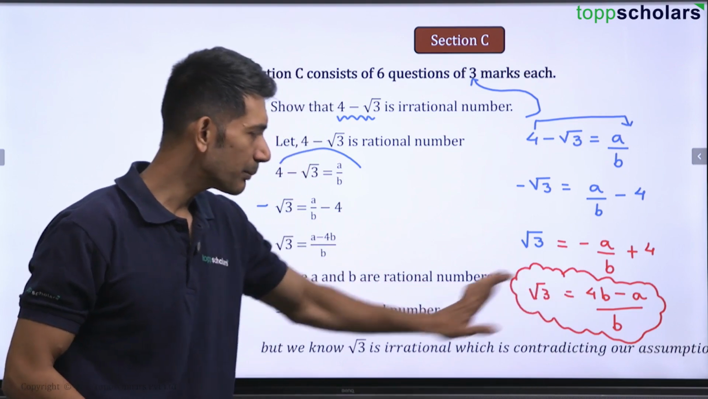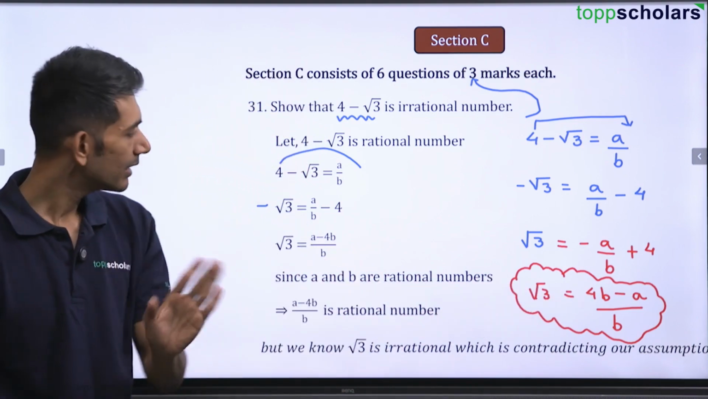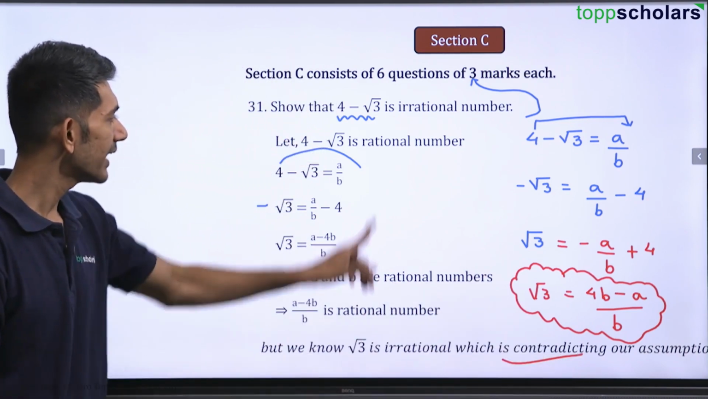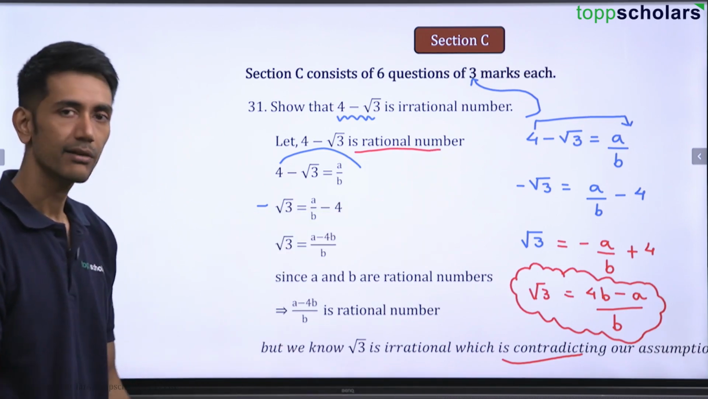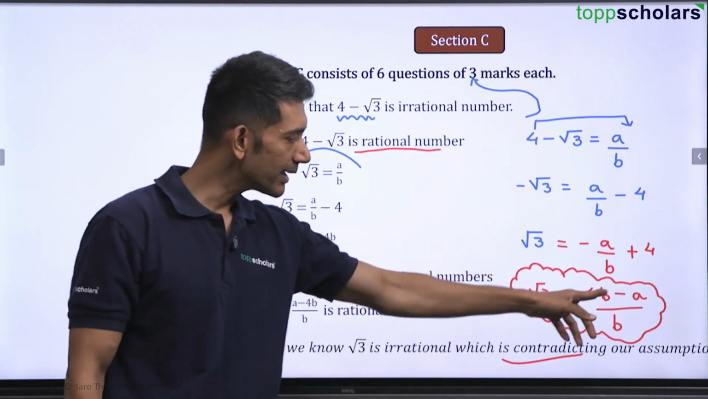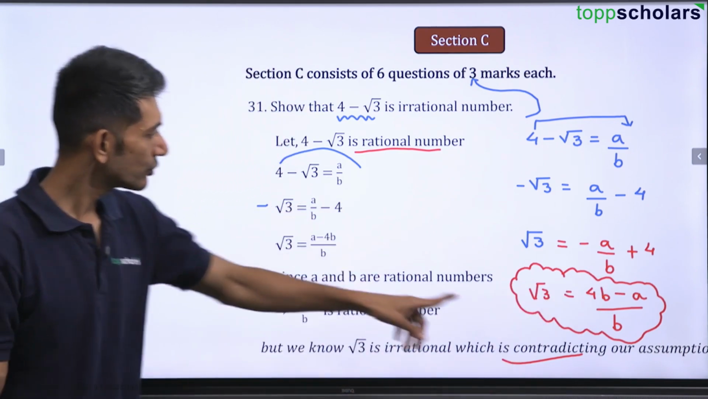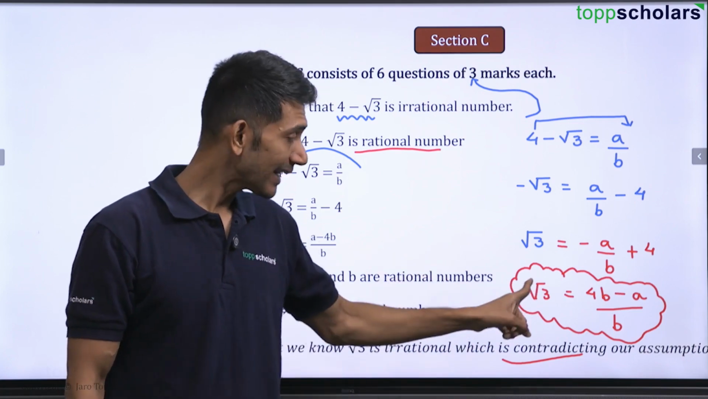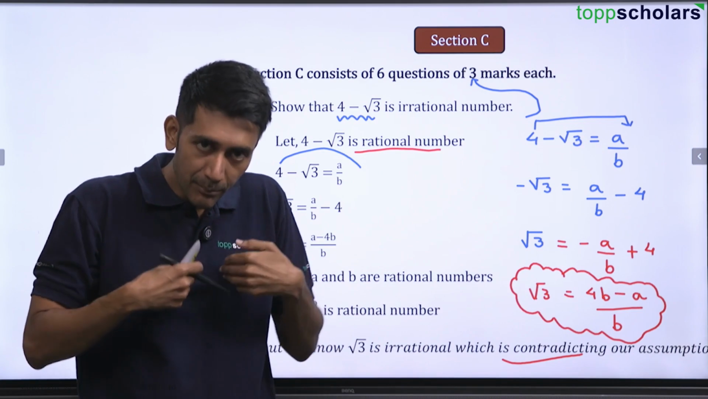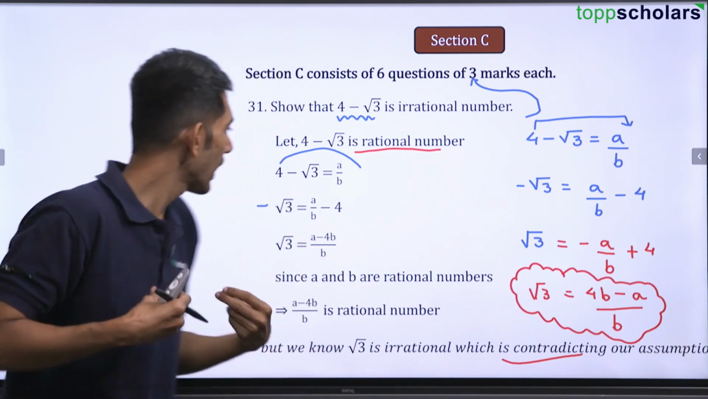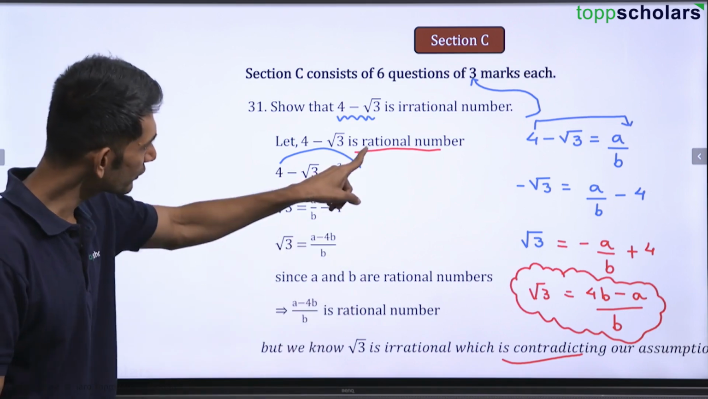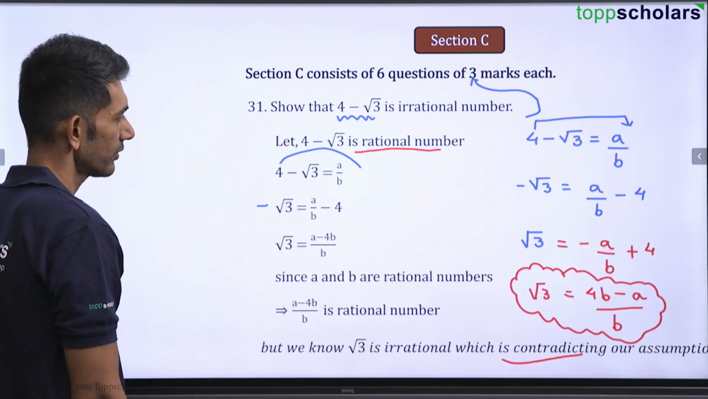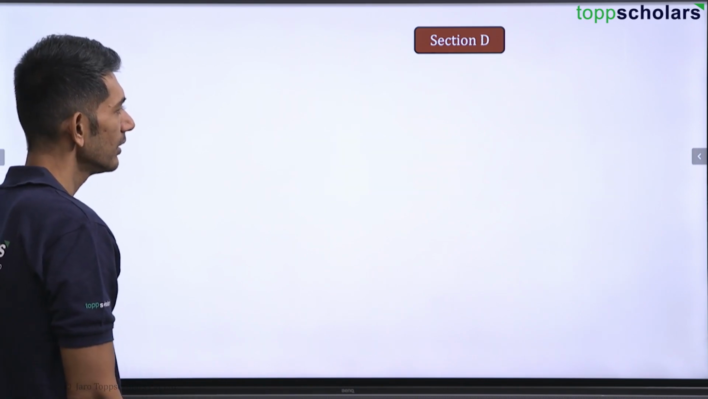So can a rational number be equal to an irrational number? No. A rational number cannot be equal to an irrational number. Therefore, this is contradicting the fact that 4 minus root 3 is a rational number. Therefore, it is irrational. Because a and b are integers, right? So this entire number is a rational number, and we already know that root 3 is irrational. So irrational cannot be equal to rational. Why is this happening? Because of our assumption, that it is a rational number. So if this is false, what is true? True is that it is irrational. Easy. So this is how we have proved it as irrational.